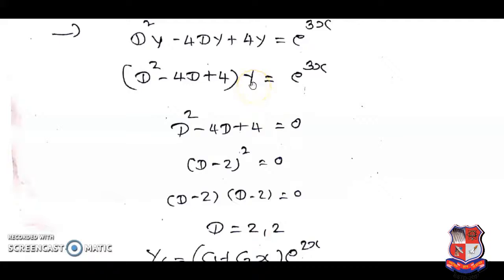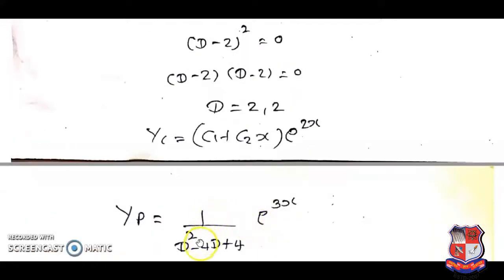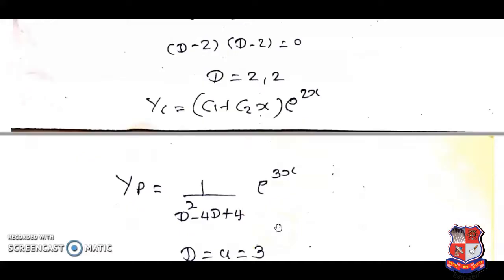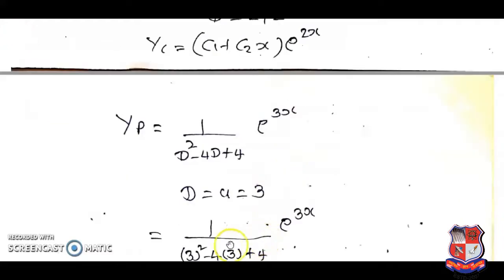Yp equal to, it is a multiplication form. When we have to shift to the right side, then it is division form. So yp equal to 1 upon d square minus 4d plus 4 e raised to 3x. Exponential method we have to apply. What is the exponential method? D equal to a, the coefficient of the x variable, 3. So 3 we have to apply here: 3 square minus 4 into 3 plus 4, e raised to 3x.